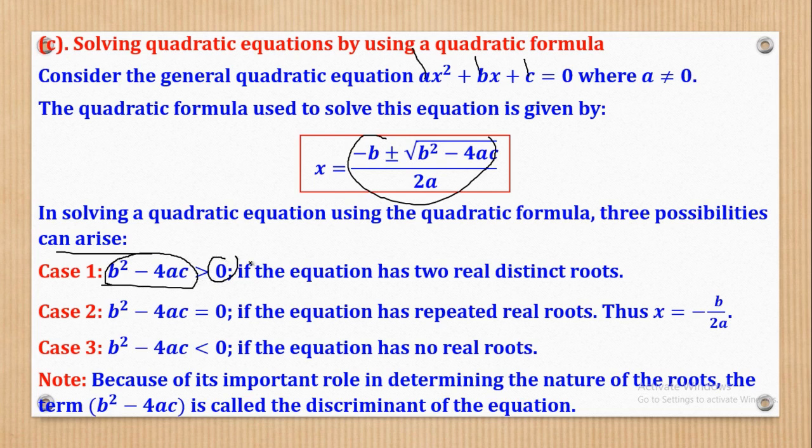Now, when it is greater than 0, it implies that the quadratic equation has two real distinct roots. But when it is equal to 0, it implies that the equation has repeated roots. And when it is less than 0, it implies that the equation has no real roots. Now, because of its important role in determining the nature of the roots, the term b squared minus 4ac is referred to as the discriminant of the equation. So these conditions are very vital, and we shall use them frequently in this video.